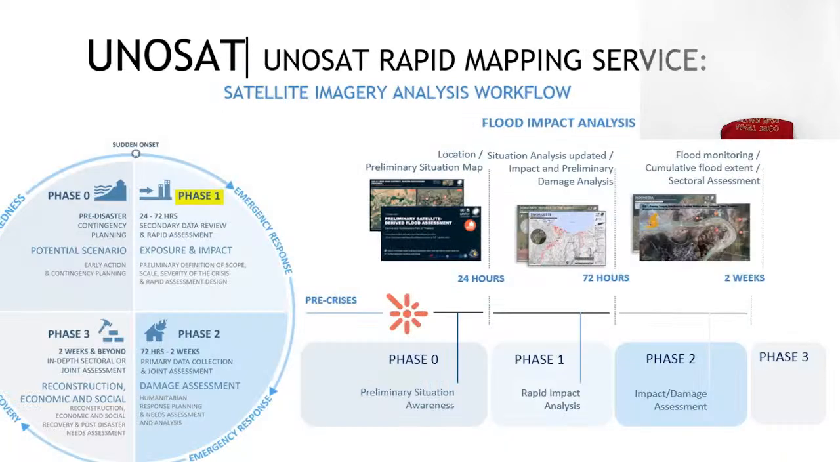In case of a flood event, UNISAT Rapid Mapping Service will share a preliminary situation awareness map on phase 0, the rapid impact analysis on phase 1, including impact and preliminary damage assessment, and the cumulative flood extent and the sectoral assessment in phase 2, together with the ongoing flood monitoring. During this course, we will focus on phase 1, and in particular, on the creation of a flood segmentation model assessing the potentially affected population during the flood event in Nepal during July 2021.